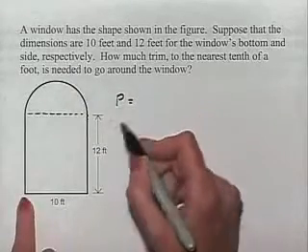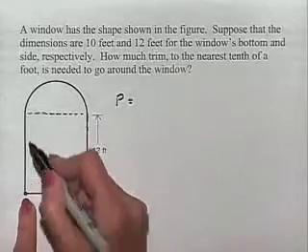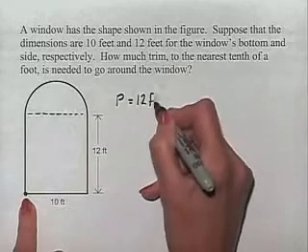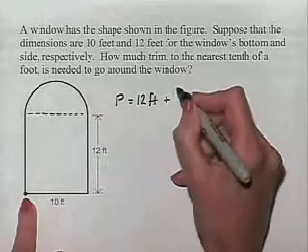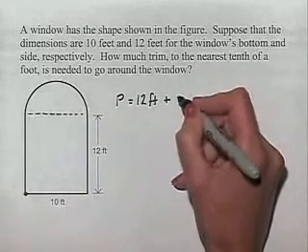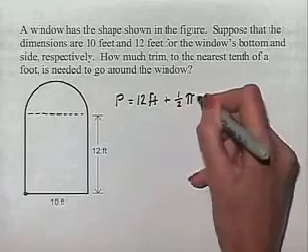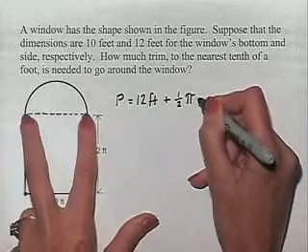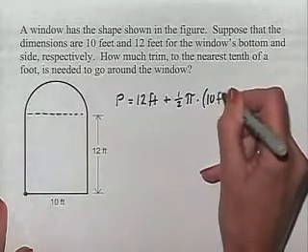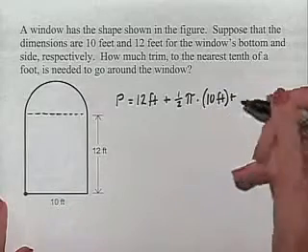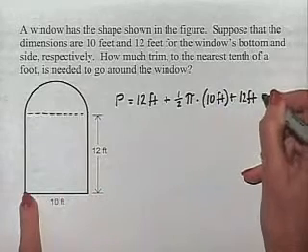Our perimeter is going to equal, let's think about starting right here and moving around. We're going to move up, that's going to be 12 feet. We're going to add to that this length, which is going to be a semi-perimeter of the circle. That is a semi-circumference. So we're going to have 1/2 times pi times the diameter of that circle, which is going to be this width of the window, and that's going to be times 10 feet. Then we're going to add to that the 12 feet moving down, and then going across to where we started, another 10 feet.